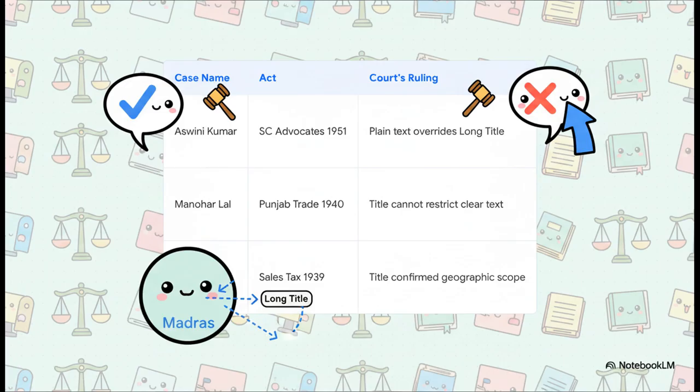But then look at the Poppet Law case at the bottom. Here, the long title was successfully applied to confirm that the 1939 Sales Tax Act was specifically intended only for the Madras province. It resolved a geographical ambiguity perfectly, aligning the interpretation with the spirit of the legislation.